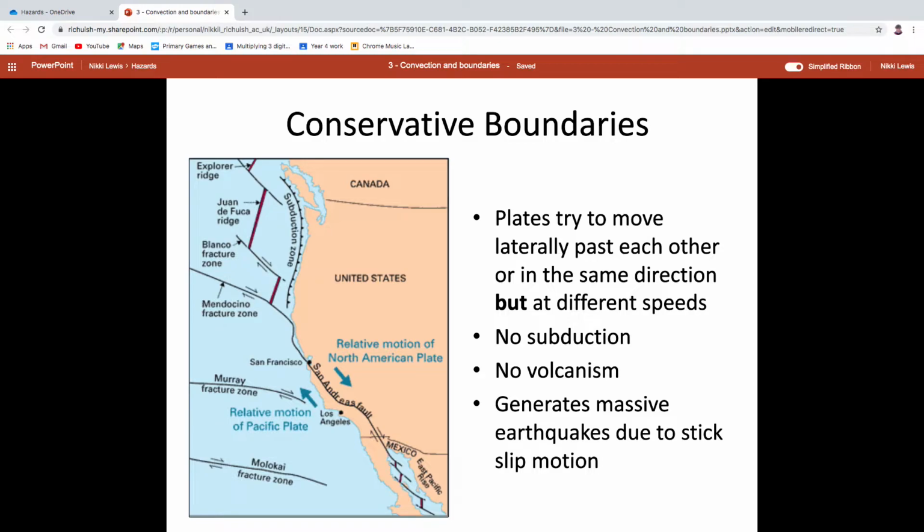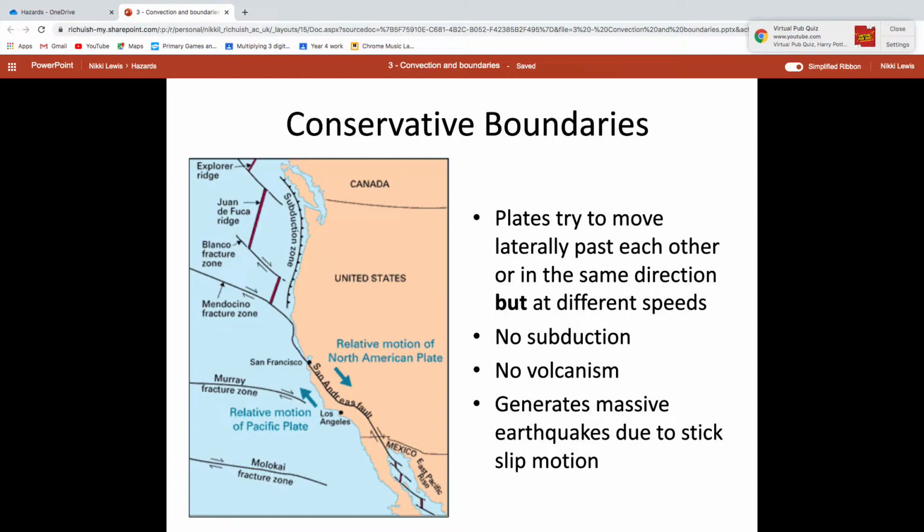Remember that when we talked about convergent margins, which definitely are capable of producing tsunamis, what you need to produce a tsunami is a sudden sideways or upward displacement of water. If the plates are not moving towards each other, you're not going to get that. Okay, so yes, definitely earthquakes at these. No tsunamis, no volcanoes. Doesn't mean they're safe.